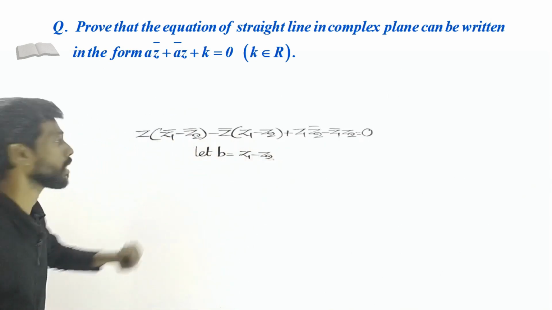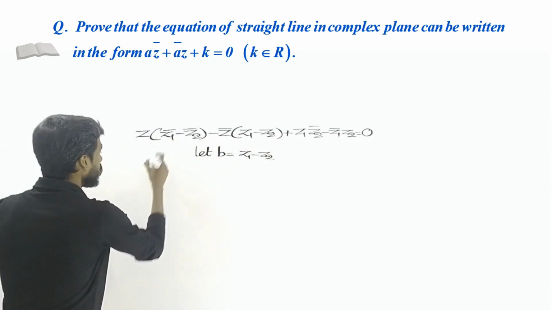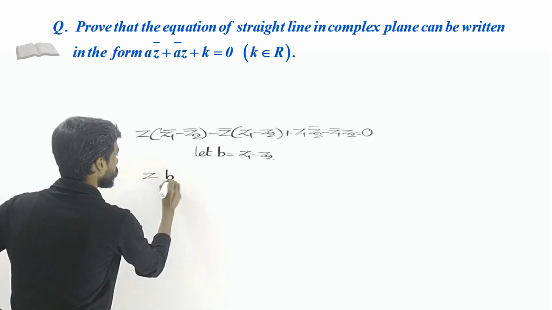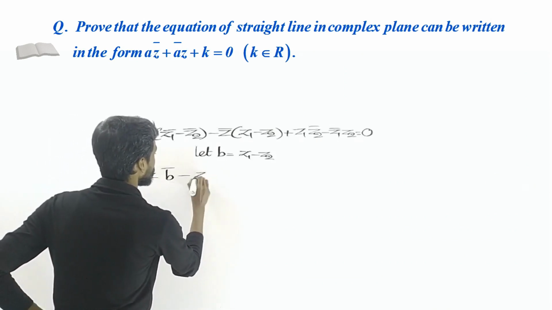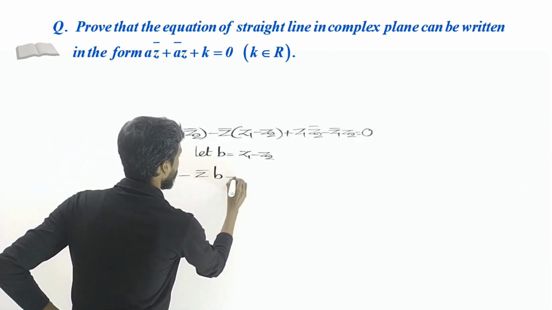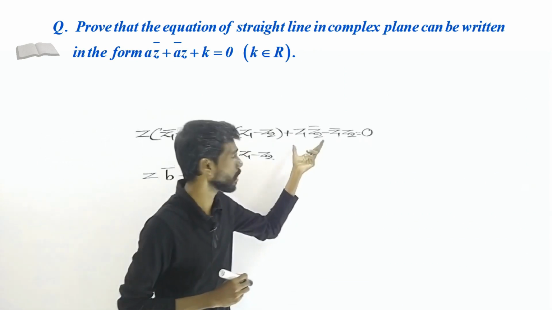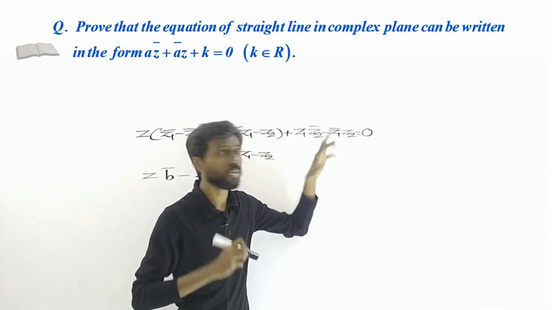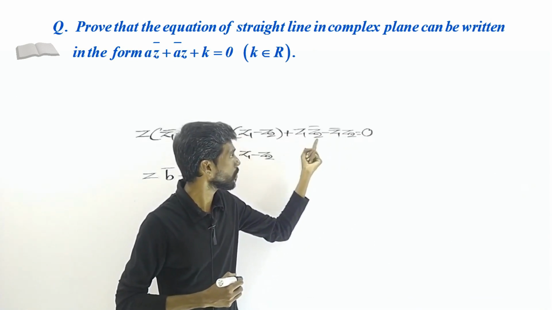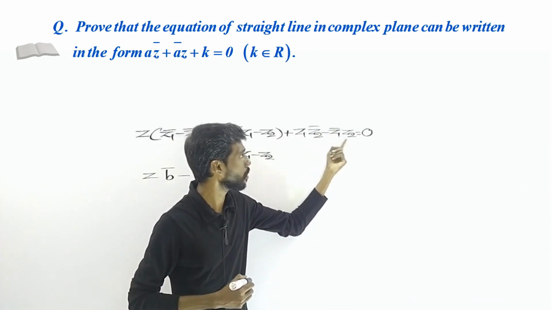Okay, z1 minus z2. Then this becomes b conjugate, right? Z b conjugate minus z bar b plus, okay, but what is this? This is a complex number, z1 z2 bar minus its conjugate. This is the conjugate of this. Z1 z2 bar has conjugate z1 bar z2.